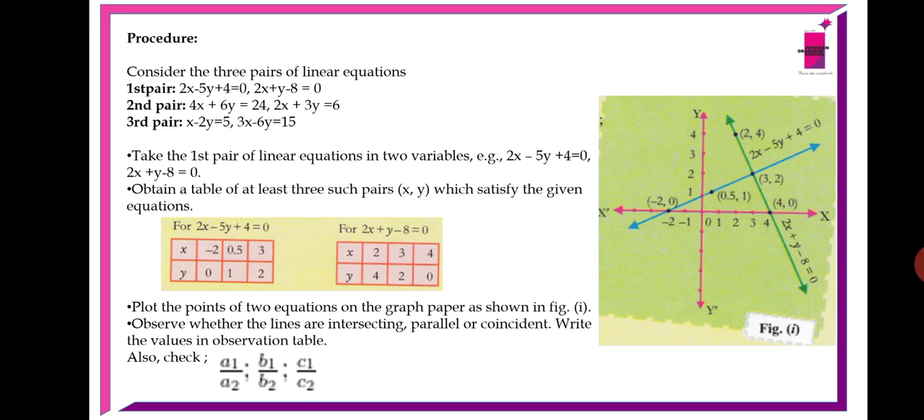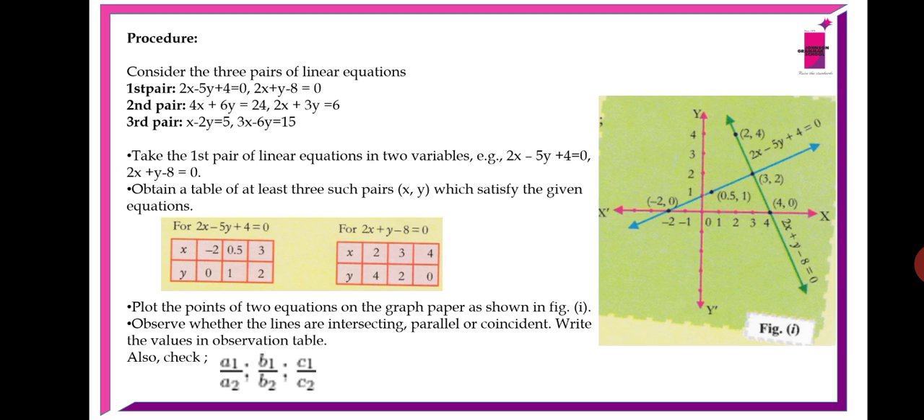Now what is the procedure? Consider three pairs of linear equations. First pair: 2x minus 5y plus 4 equal to 0, 2x plus y minus 8 equal to 0. Second pair: 4x plus 6y equal to 24, 2x plus 3y equal to 6. Third pair: x minus 2y equal to 5, 3x minus 6y equal to 15.